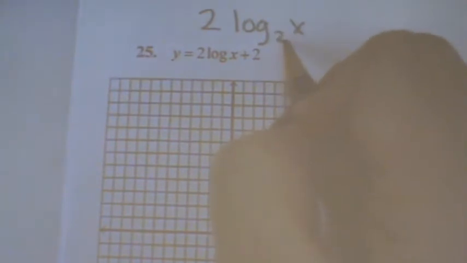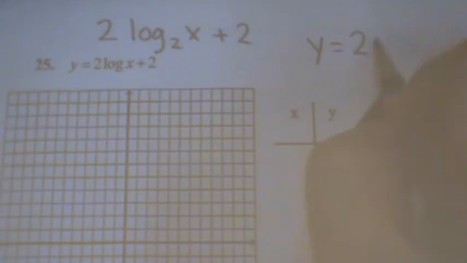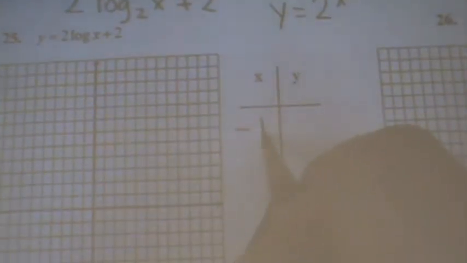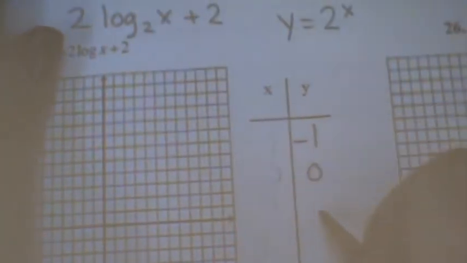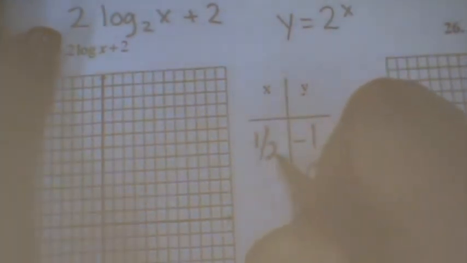Number 25, let's keep them all base 2. This is going to be 2 times the log of x base 2 plus 2. So the parent function is that. Whoops, wrong. Isn't it 2 to the y? Yes, I'm sorry. 2 to the y is x, done.